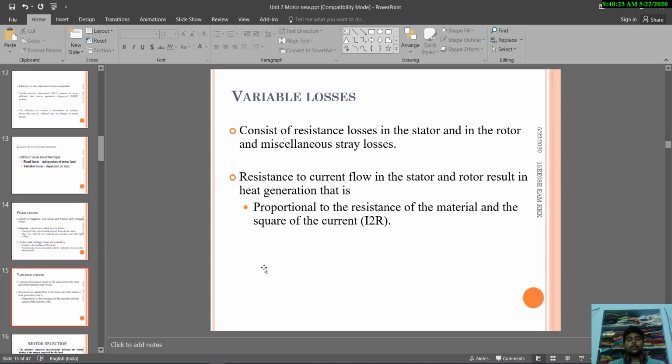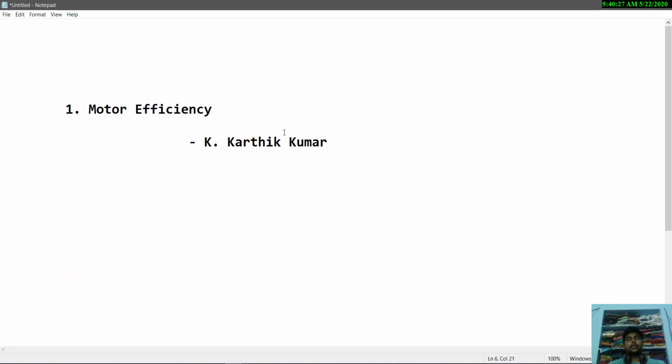This is about motor efficiency. We have seen motor efficiency now. In the last video we saw power factor and motor characteristics. In the next video we will see what a motor is and the steps to select a motor, that is, the selection process of a motor.